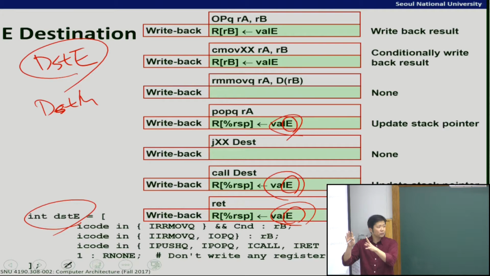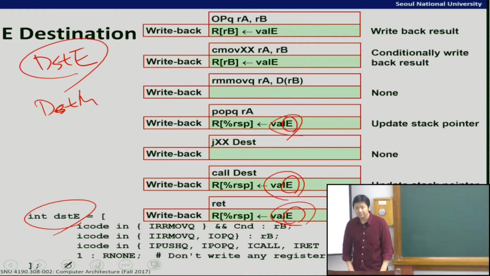But there are other values that are read from the memory stage, and that value will be written back through the M port in the register file. You got it? All right. Any other questions?